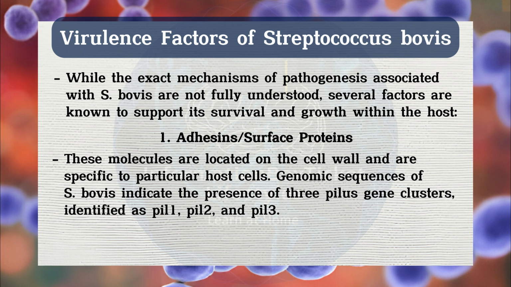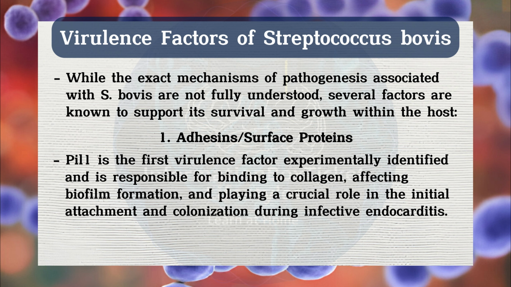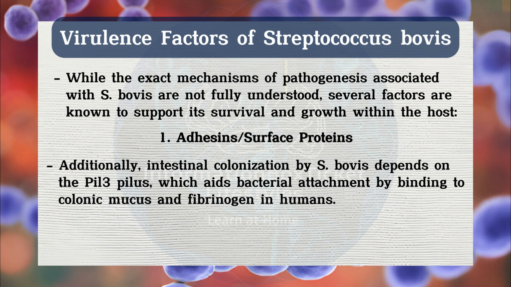Genomic sequences of S. bovis indicate the presence of 3 pilus gene clusters, identified as PIL1, PIL2, and PIL3. PIL1 is the first virulence factor experimentally identified and is responsible for binding to collagen, affecting biofilm formation, and playing a crucial role in the initial attachment and colonization during infective endocarditis. Additionally, intestinal colonization by S. bovis depends on the PIL3 pilus, which aids bacterial attachment by binding to colonic mucus and fibrinogen in humans.